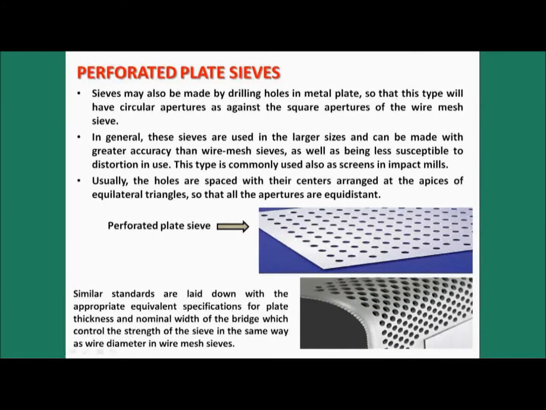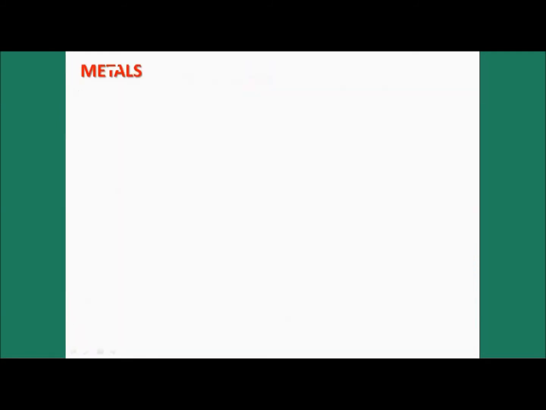So now similar standards apply here also. It is laid down with the appropriate equivalent specification for this plate, but here we have to consider the thickness, the nominal width of the bridge, the thickness of the plate and the width of the bridge. We have to consider this because here we are not making these holes or apertures with the help of wires. Clear?